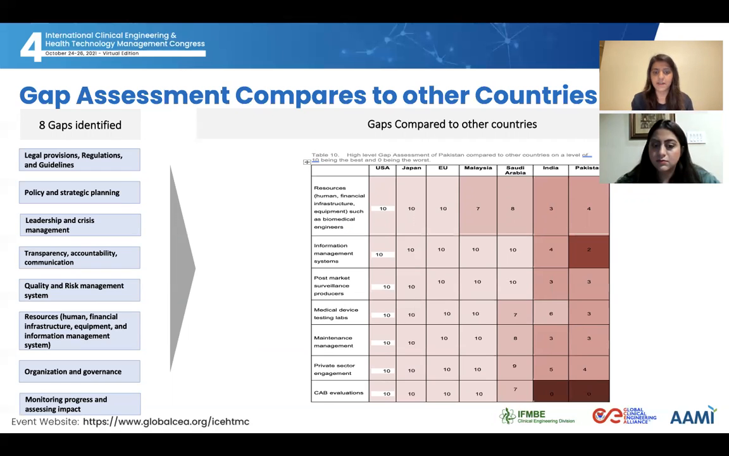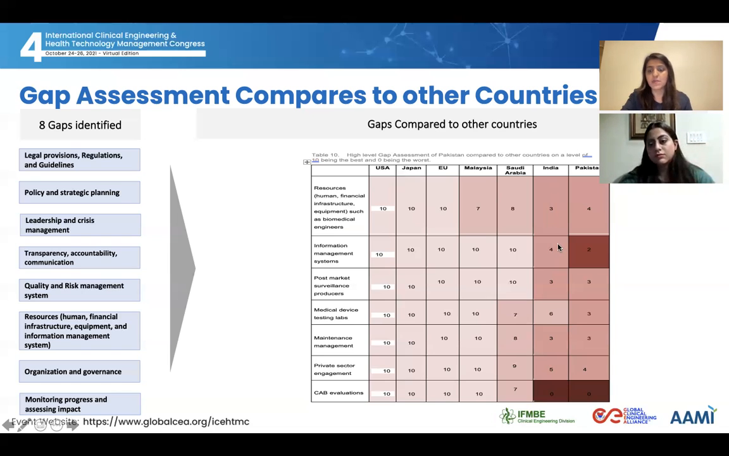Out of all of these 8 factors, 7 were important and were considered in order to identify the primary areas where Pakistan had to improve and what the major gaps were. As you can see from this scale, information management system and CABS evaluation is something that Pakistan needs to really start off on, compared to some of the advanced regulatory authorities, USA, Japan, EU.